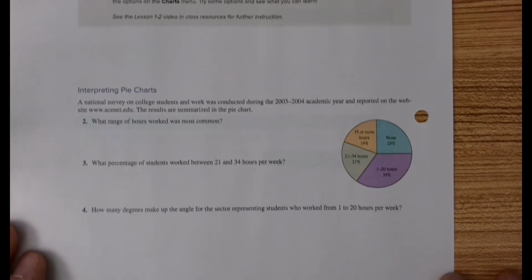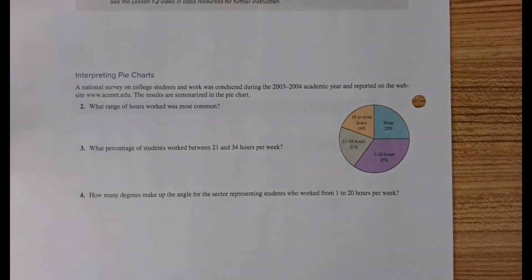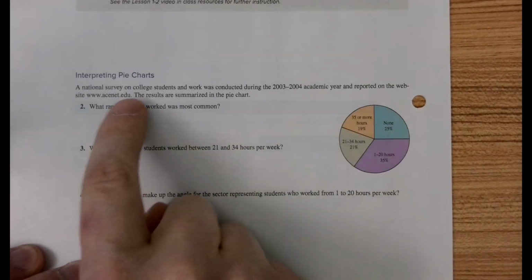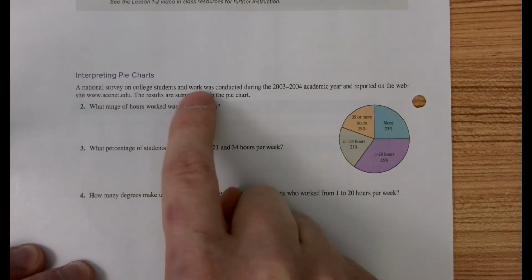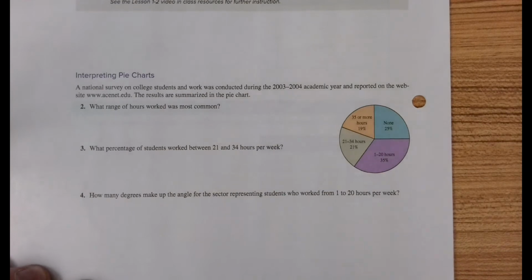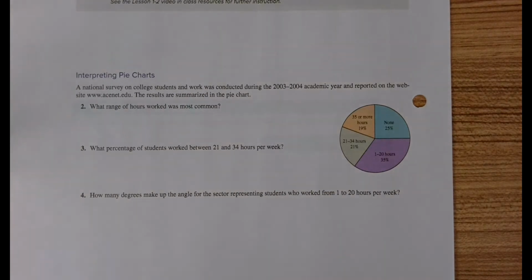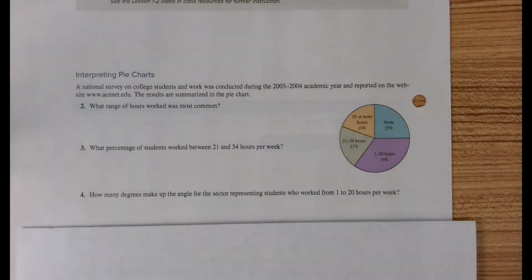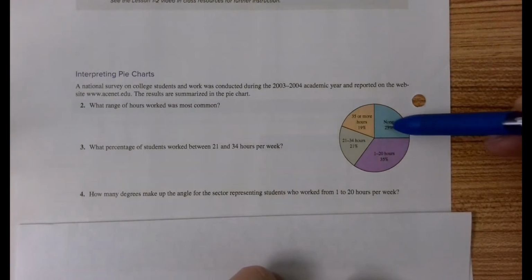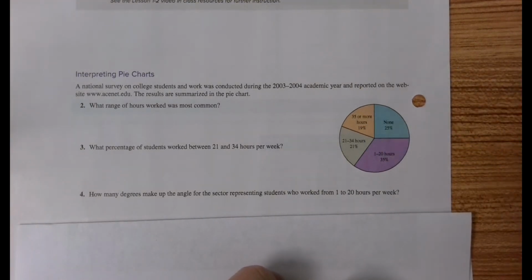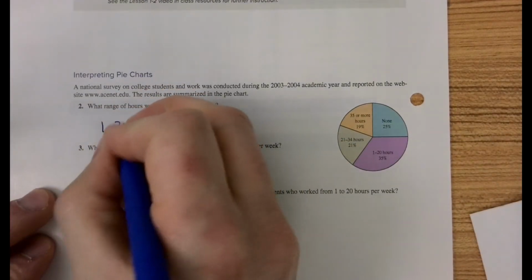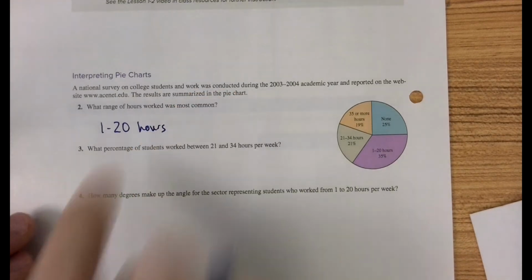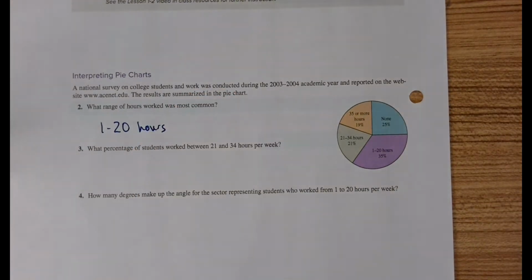All right, a couple more questions on interpreting pie charts. So this pie chart represents a national survey of students working. So how many hours a week do you work? And this was back in 2003 and 2004. So which range of hours was the most common? Well, how we tell is we look at the percentage that is the largest and notice it's the 1 to 20 hours. Now that's a huge range, right? There's a big difference between the students that are working 20 hours a week, which is a part-time job, and the students working 1 hour a week.